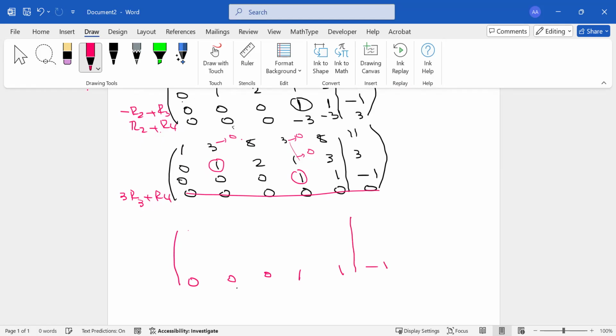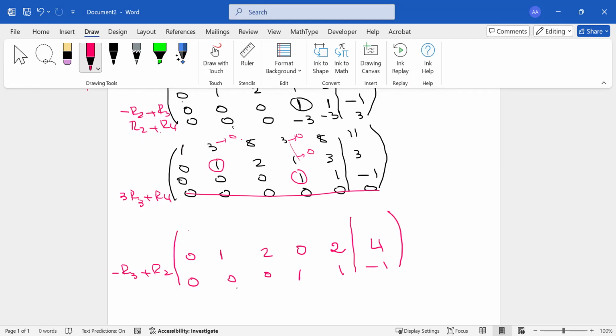And then to get 0 here, why not do negative R3 plus R2? So we're doing the second row minus the third row. It's going to be 0 here, 1 here, 2 here. The second row minus the third row is that going to be 0? Right? That's going to be 2. And that's going to be 4. Okay.